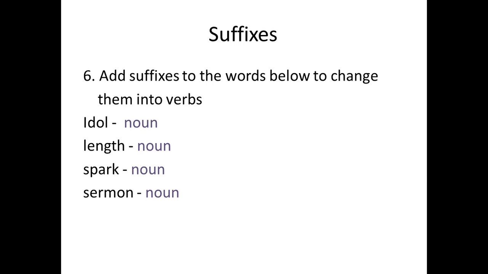Now, they're not asking you to identify them, so don't panic if you're asking, Ms. T, I didn't write noun. I'm just demonstrating to you that these words are nouns at the moment, and we're going to change them into verbs. So let's have a look. I've chosen my own suffixes. You could have different suffixes as long as the words make sense, as long as they're spelled correctly, and as long as they are now verbs, then they are correct.